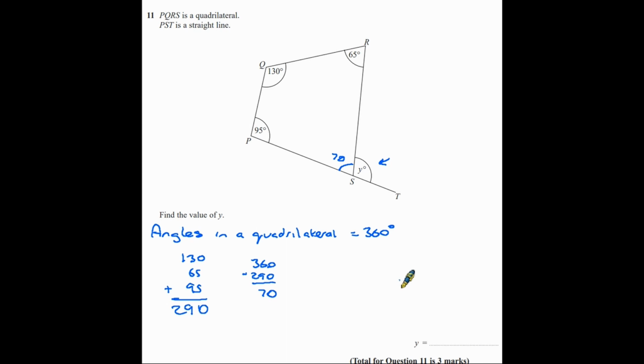Then we've got our second rule, and that is that angles on a straight line add up to 180. So the two angles here, 70 and y, add up to 180. Therefore, 180 minus 70 gives us an angle of 110 degrees.